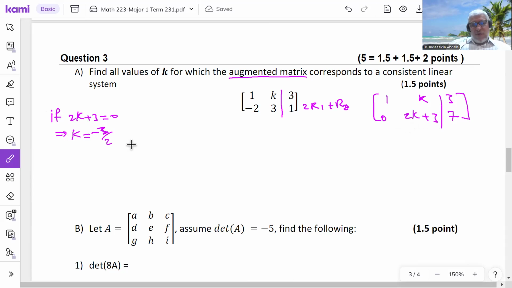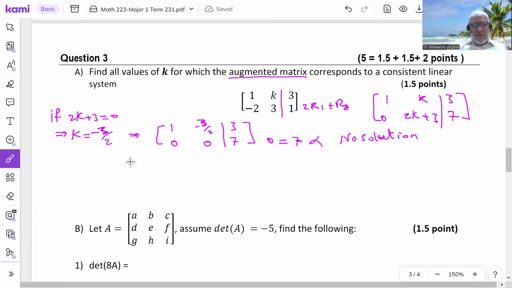If k is negative 3 over 2, then we will have this matrix: 1, negative 3 over 2, and 3, and we will have 0, and here 0 because 2k plus 3 is 0, and here 7. And if you write the equations, the second equation would be 0 equals 7, and this is not correct, impossible. So here we have no solution. The system is inconsistent. So if k is negative 3 over 2, we will have an inconsistent system. But he is asking for the values of k for which we have a consistent linear system.